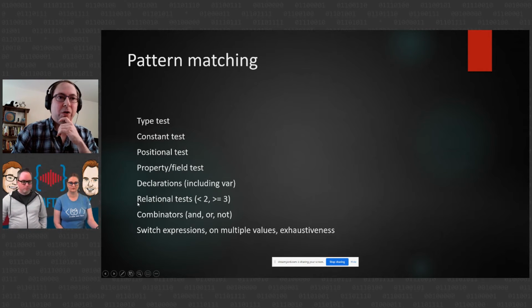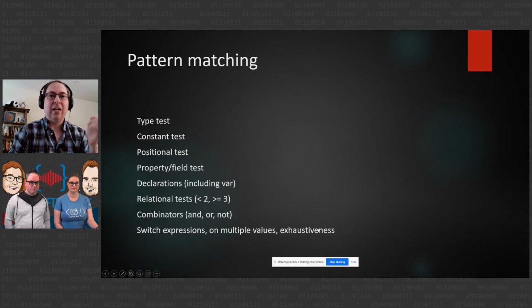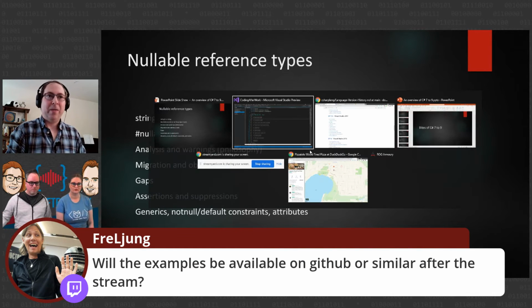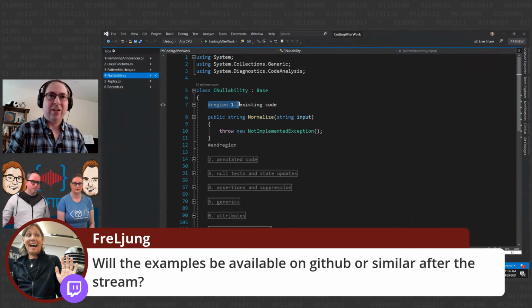We've also talked about the relational tests, the combinators, and, or, and not, and then the source expressions, including multiple values, and the exhaustiveness. So we're going to move on to nullable reference types, and again, I'll start with the code, and then we'll come back to the slides as a kind of quick recap.